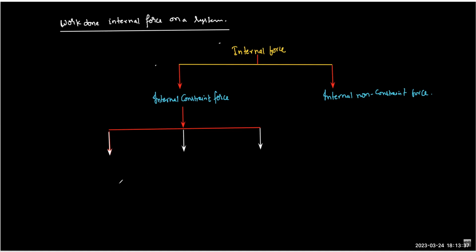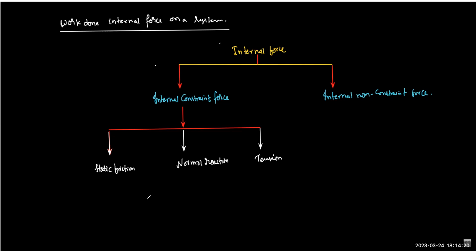So under the category of constraint force, we have three forces. We have static friction, we have normal reaction, and we have tension. And what you are supposed to remember is that work done by static friction, normal reaction, and tension on a system is always zero. So constraint force cannot work on a system. What they do is they do positive work on one and negative on the other. The sum is always zero.